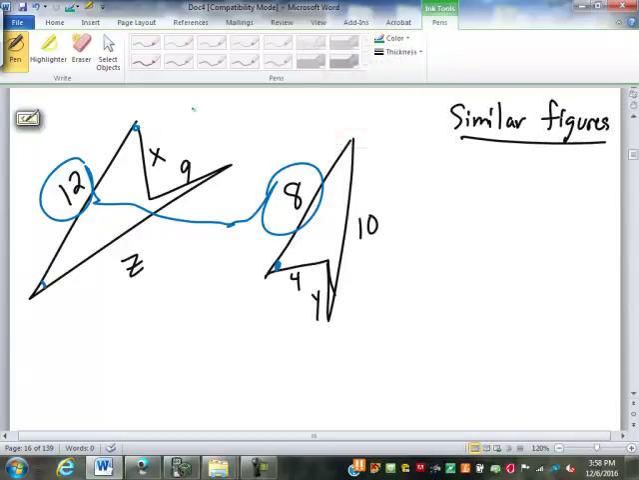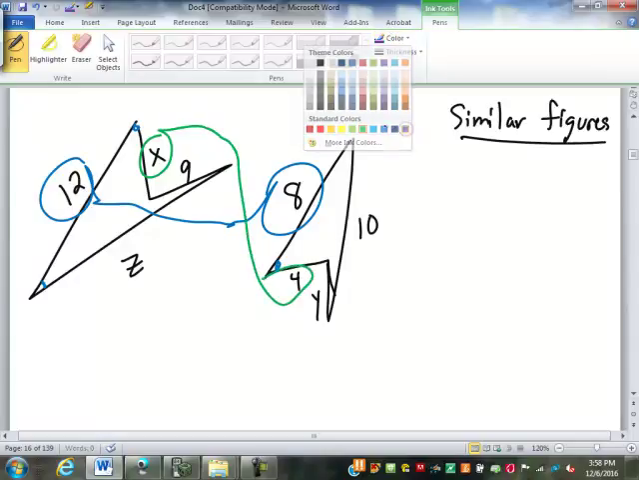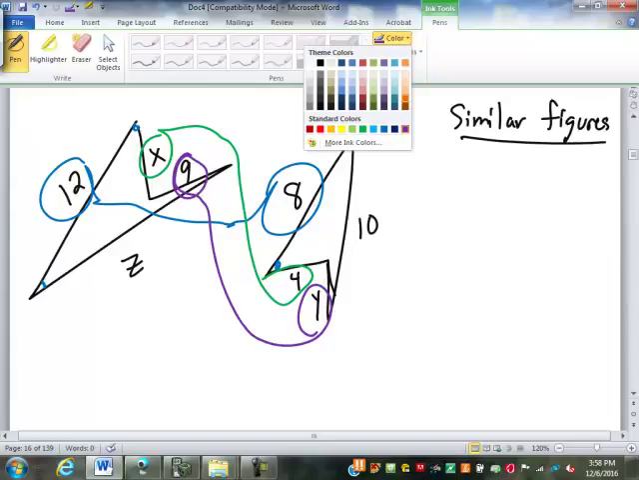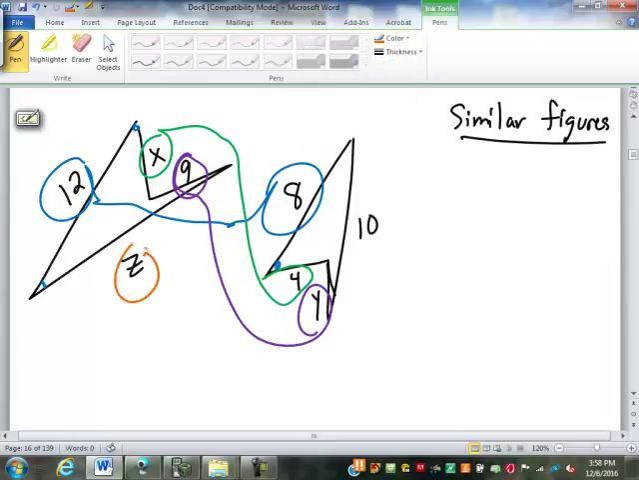How about X? What's that correspond to? The 4. Very good. 9 goes to the Y, you're right. And Z corresponds to 10.